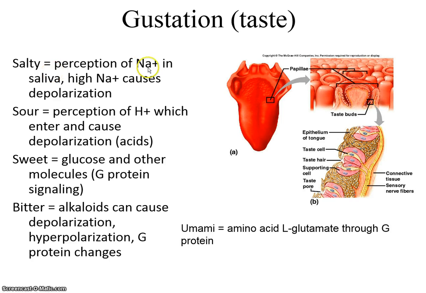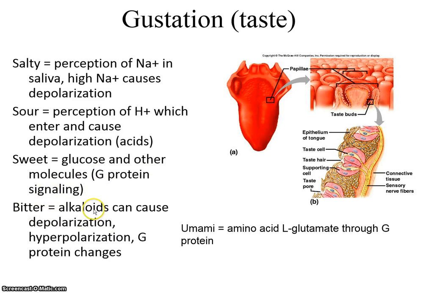So salty is a perception of sodium ions in saliva. This causes depolarization of these, what they're now calling the taste cells, what we call the gustatory cells in the last one. Sour is a perception of hydrogen ions, acids, right? So acids have a sour taste, which enter and cause depolarization, right? So again, different receptor cells have sensitivity to different things. That's why we're talking about these submodalities. Sweet is the presence of glucose and other molecules, and this goes through, I'm just telling you, a G protein. You don't have to know that.